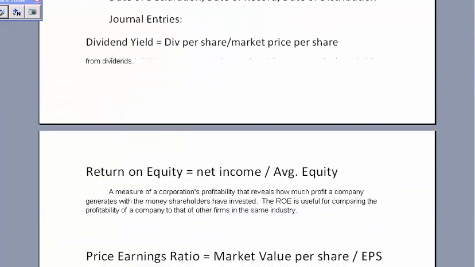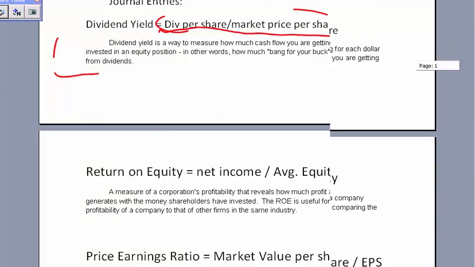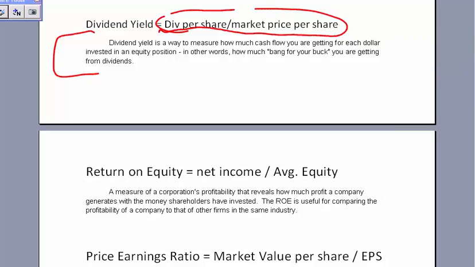Let's move down a little bit here. Dividend yield is the dividends per share divided by the market price, and I think we can just read this one, that dividend yield is a way to measure how much cash flow you're getting for each dollar invested in an equity position. In other words, how much bang you get for your buck. The idea here is the dividend yield is going to be the return on investment for the investor. So that's going to be the percentage they earned by investing their money. So from the corporate side, you would give a dividend yield percentage.